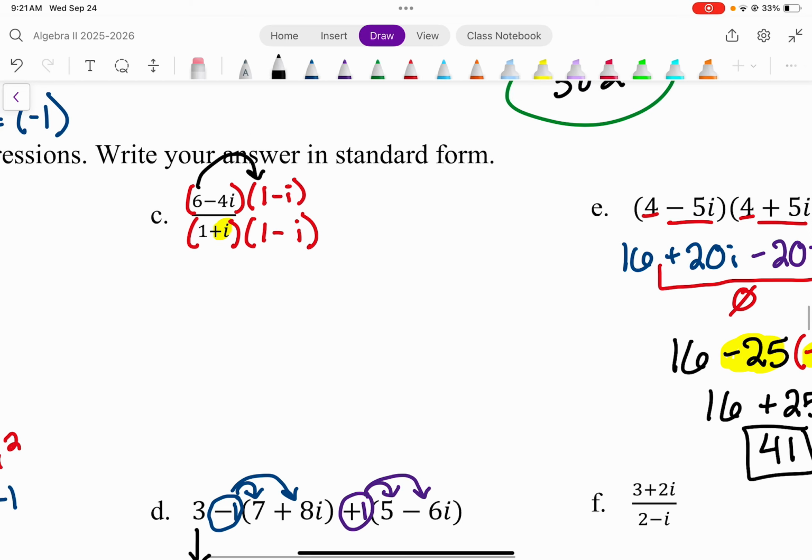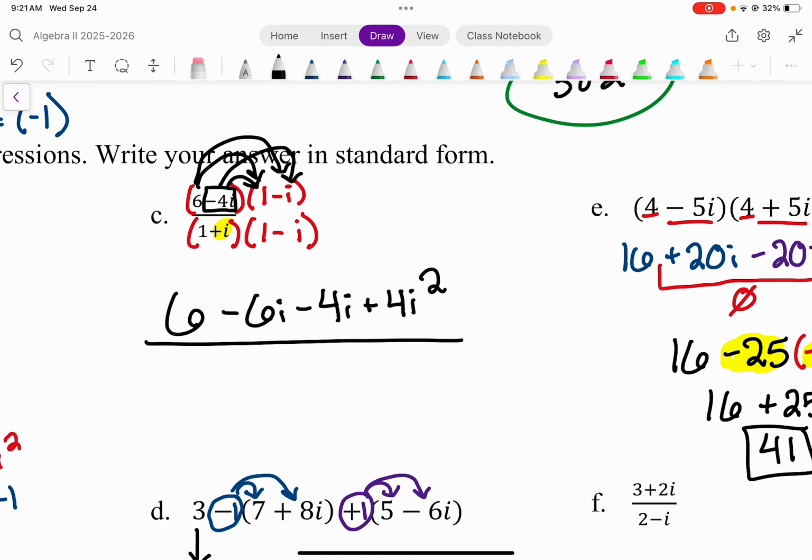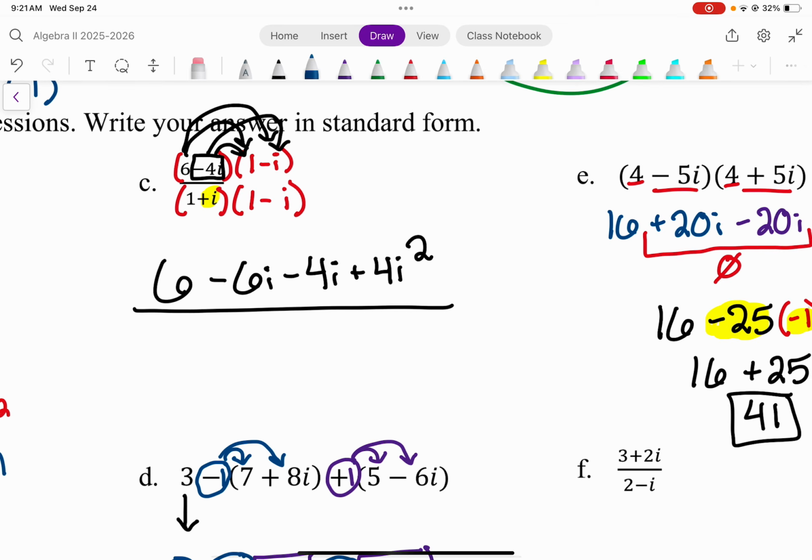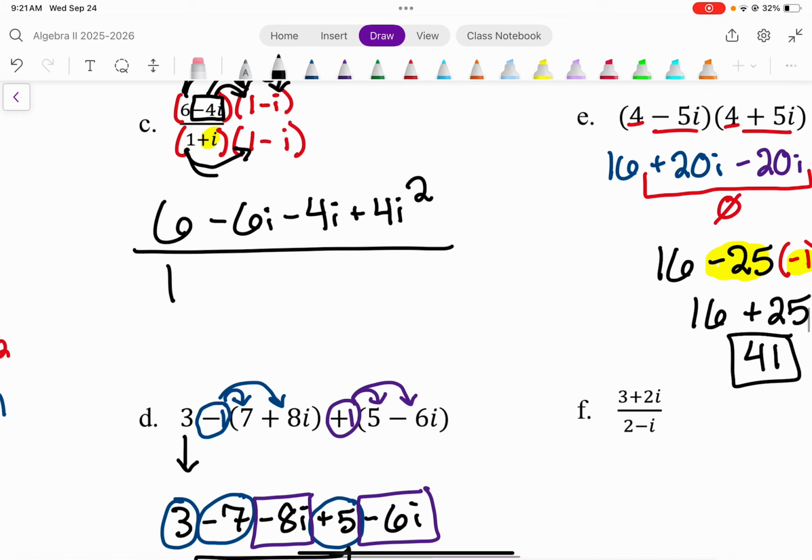We have 6 times 1, and that'll give us 6. 6 times negative i, minus 6i. And then negative 4i times 1, which would be negative 4i. And then negative 4i times negative i. So the negative 4 times the negative becomes positive 4. i times i is i squared. Then we can FOIL the bottom part. On the bottom, we'll have 1 times 1. 1 times negative i, times 1. And i times negative i, which would be minus i squared.